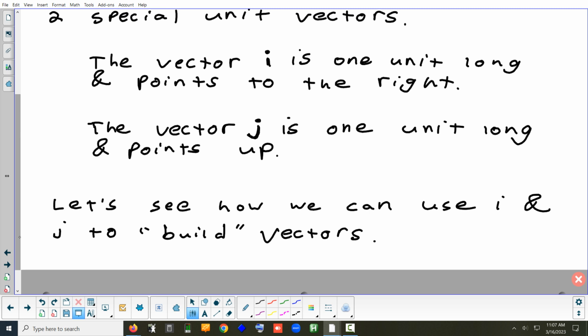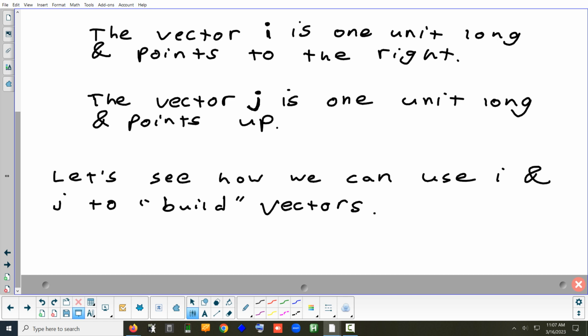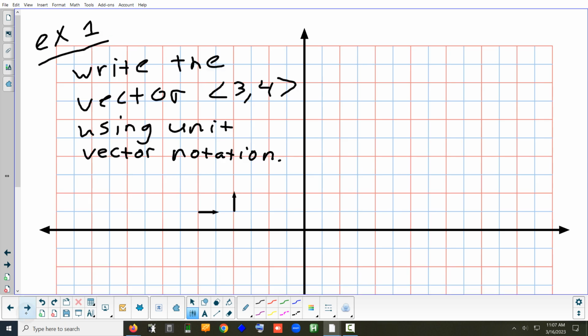So let me show you an example. Okay, so let's see if we can build the vector <3, 4> out of i's and j's. It doesn't matter where we start. We're just drawing a vector. So if you wanted to draw the vector <3, 4>, you could start there, and it would end up right here.